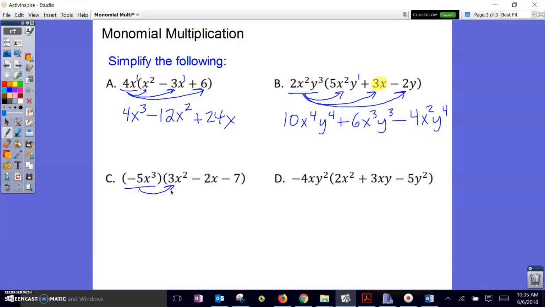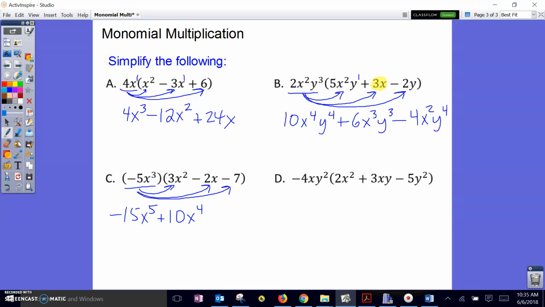All right. Next, we're going to distribute this negative 5x to the third through here. Negative 5 times 3 gives us negative 15. X to the third times x squared gives us x to the fifth. Negative 5 times negative 2 gives us a plus 10. This is a common student error alert. When we have a negative times a negative here, we've got to make sure it turns into a positive. X to the third times x is going to be x to the fourth.